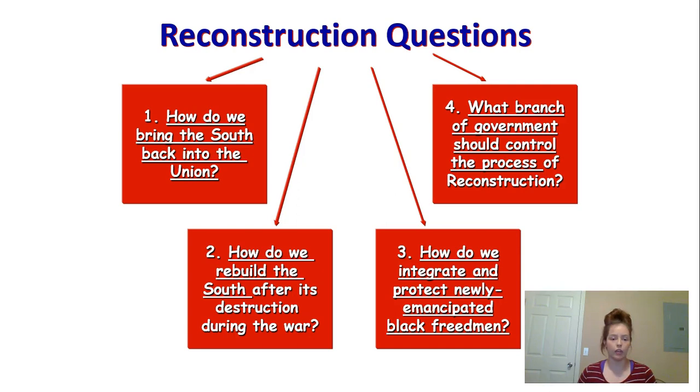The second thing is, how do we rebuild the South after all the destruction during the war? Yes, we have to rebuild their economy, but we also have to rebuild physically, because Sherman's March to the Sea really destroyed a lot in Georgia and the South. Number three, we have to look at how we integrate and protect newly emancipated Black freedmen. The term freedmen is given to former slaves. So how are we going to integrate them into free society, and how do we protect them, especially when it comes to ideas of white supremacy that will continue on into the South?